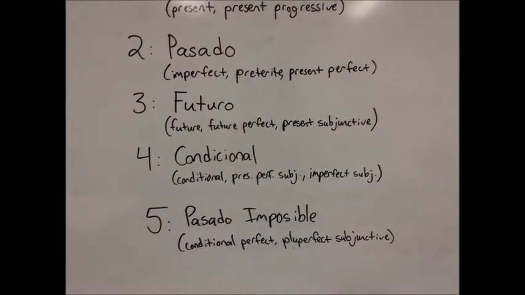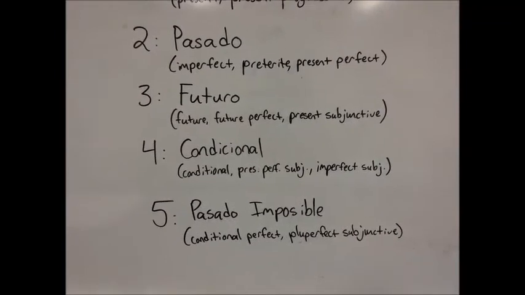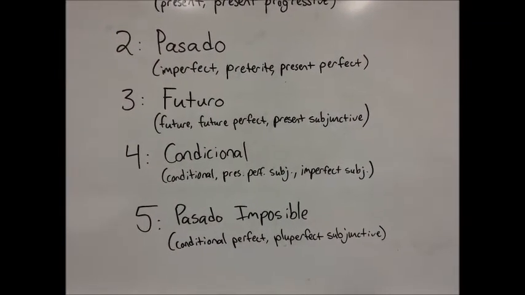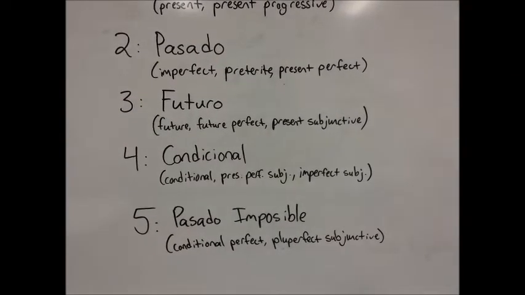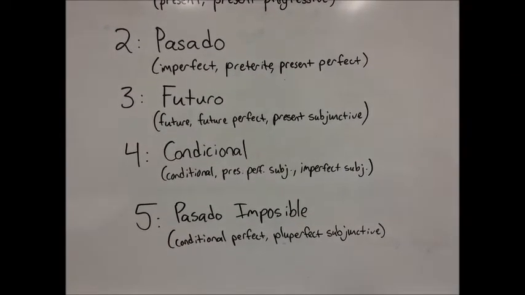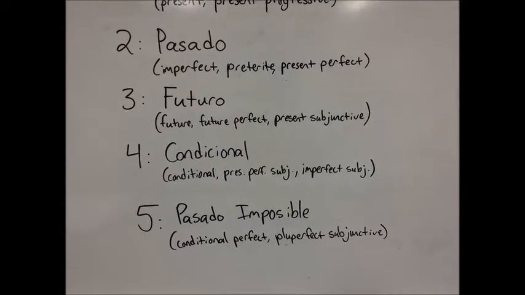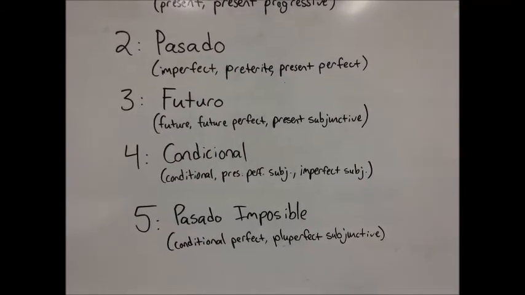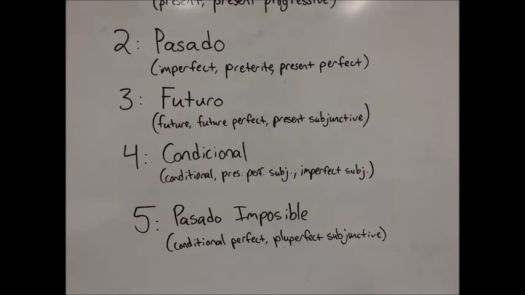The last one is número 5, el pasado imposible. There's only 2 possible tenses here, the conditional perfect or the pluperfect subjunctive. Number 5 is a little bit difficult to explain, so the best way I know how is to show you an example in English and in Spanish.